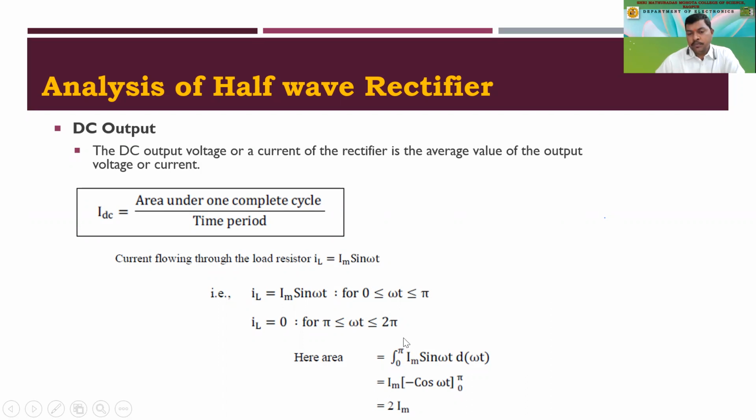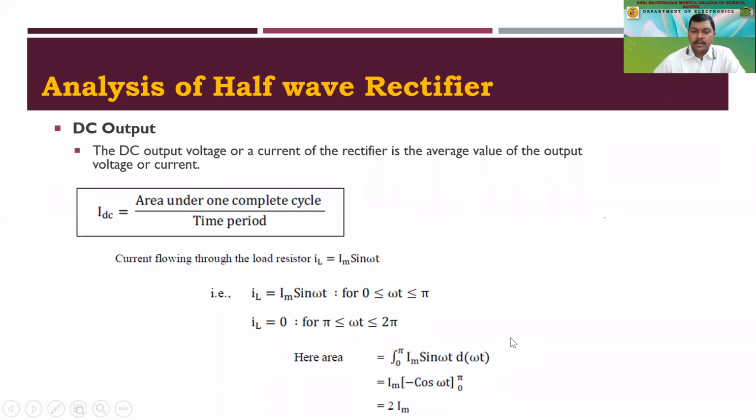So from 0 to pi, Im sine omega t. I have put this whole equation over here. We are integrating, meaning we are adding it, and we are trying to take the average value of that current. If you integrate this, Im is constant, so I'm taking it out, and the integration of sine omega t will be equal to minus cos omega t, and we have to put the limits.